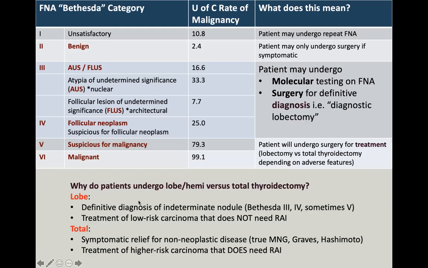So in the end, a patient may either undergo a lobectomy / hemithyroidectomy or a total thyroidectomy. A lobectomy is for definitive diagnosis of those indeterminate nodules or just low risk small cancers that don't need radioactive iodine treatment. Therefore, they don't need to resect the entire thyroid.